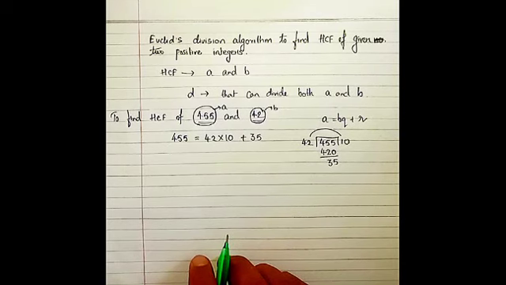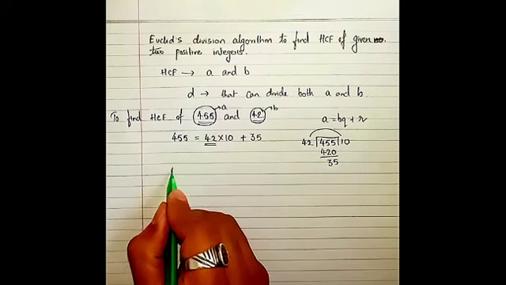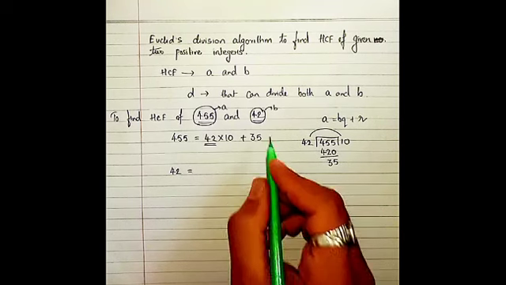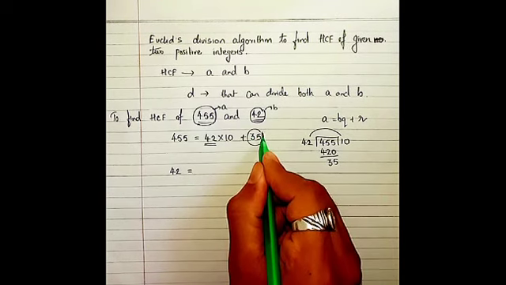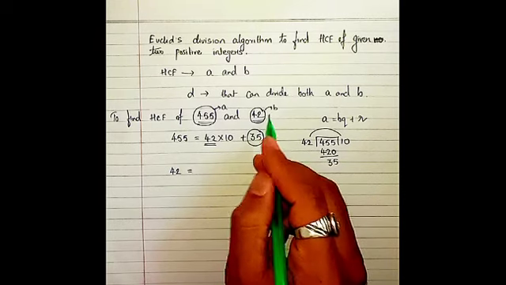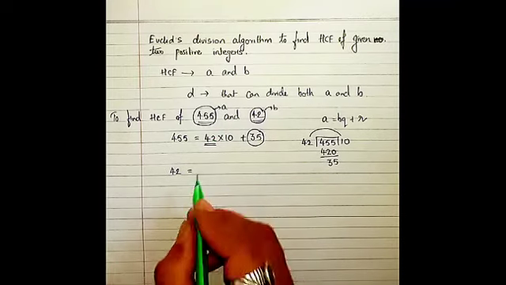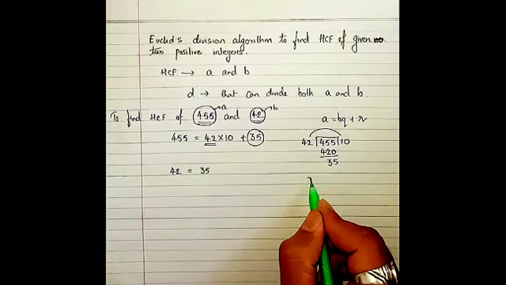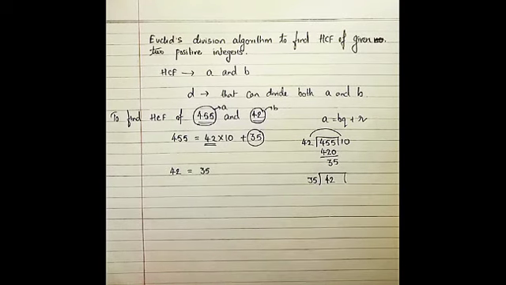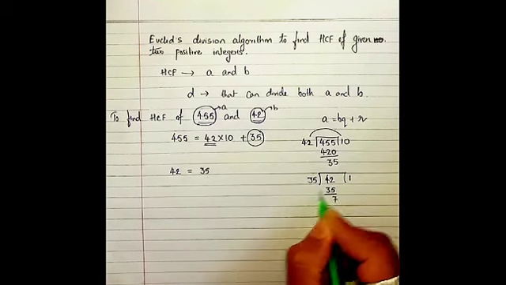Now we have to consider the divisor 42. For the next step, we will consider the divisor 42 as our a, and the remainder which we got, 35, as our b. That is, this 42 is our a and this 35 is our b. And we will again start the same process, that is, we will divide 42 by 35. So 35 ones are 35 and we are left with 7.